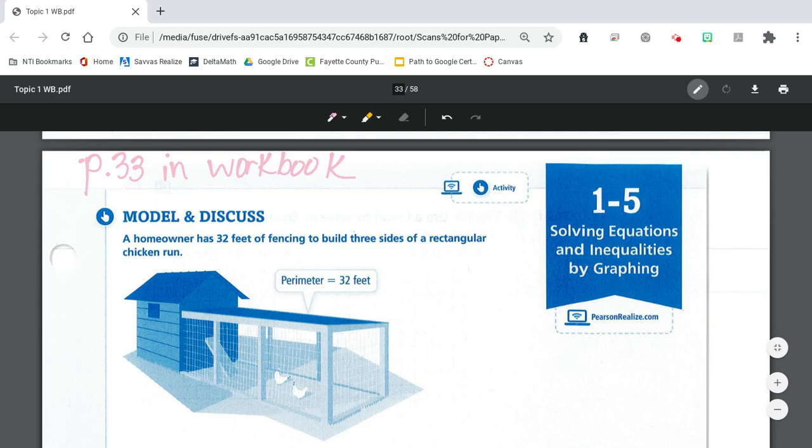Today we're going to talk about how you solve equations and inequalities by graphing. And the notes today are going to be on page 33 in your workbook. And this is all about how you can solve equations by using a graph.